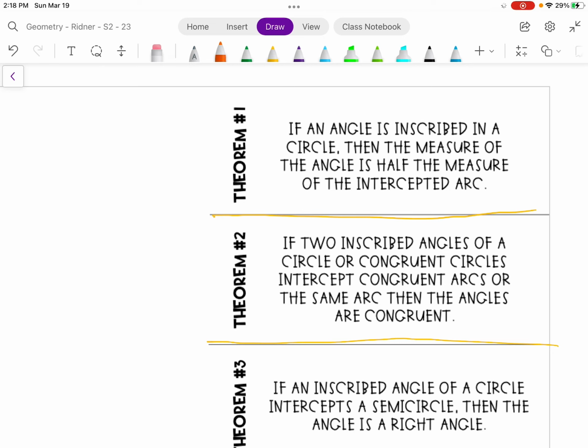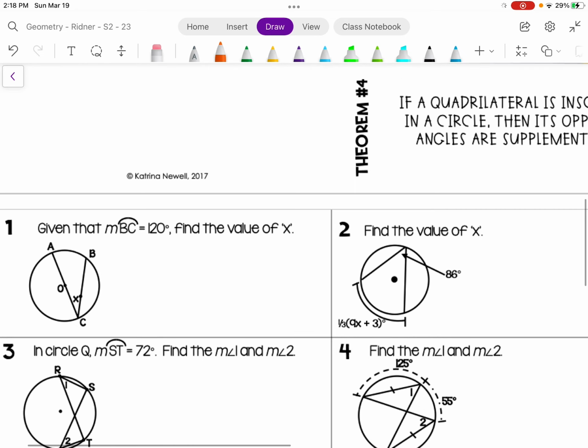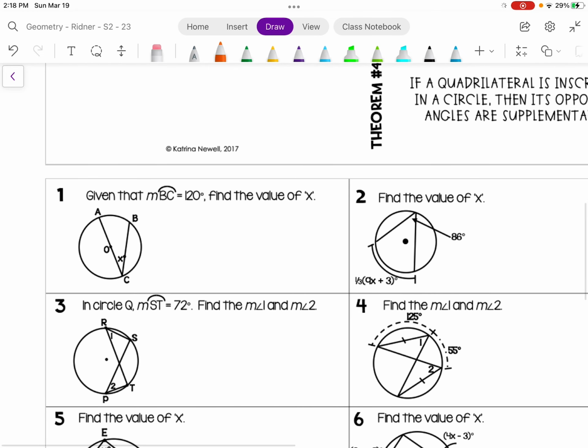So in this first one, if an angle is inscribed in a circle, then the measure of the angle is half the measure of the intercepted arc. What does that mean? That means if the arc BC is 120 degrees, we want to find the value of x.